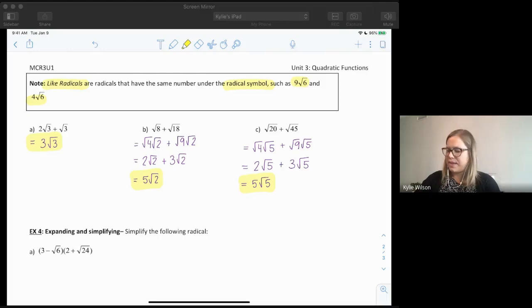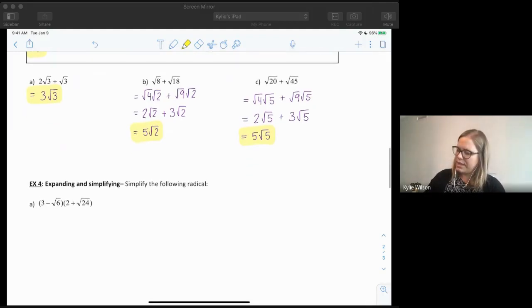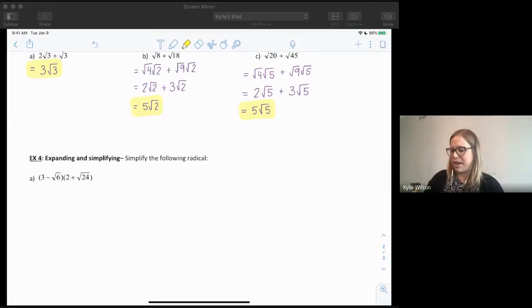Okay, so we have two more quick examples actually. So our next one is expanding and simplifying. We're basically just going to be taking skills that we already had and adding in some radicals here, just so you can see how it doesn't really change too much. All of our old rules still apply. So for expanding and simplifying, we're going to simplify this radical.